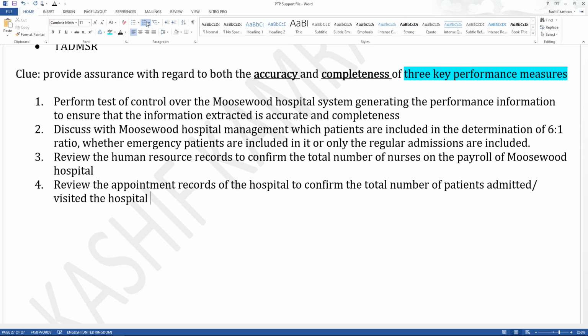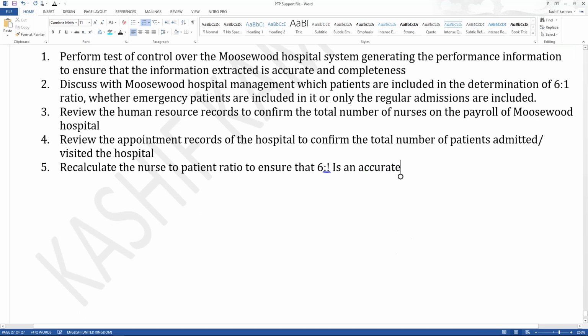So once I know the patients, once I know the nurses, now can I recalculate the nurse to patient ratio to ensure that 6:1 is accurate performance information?